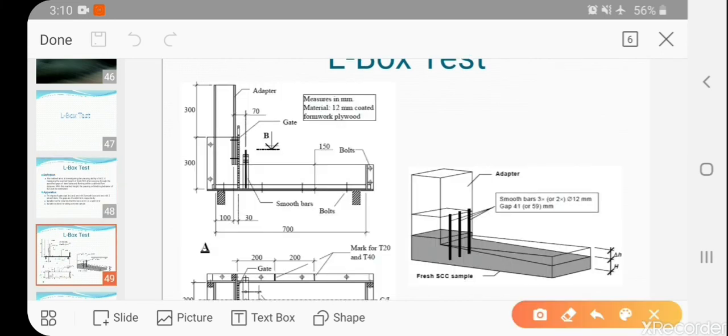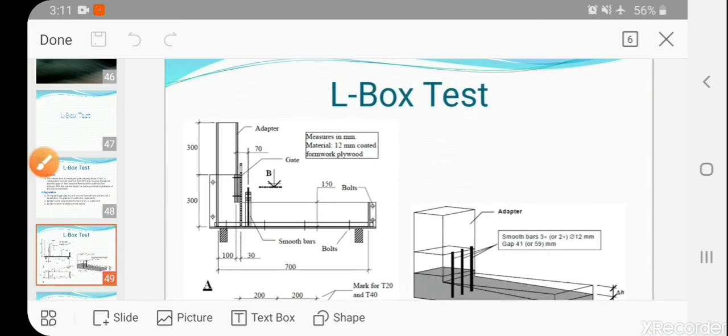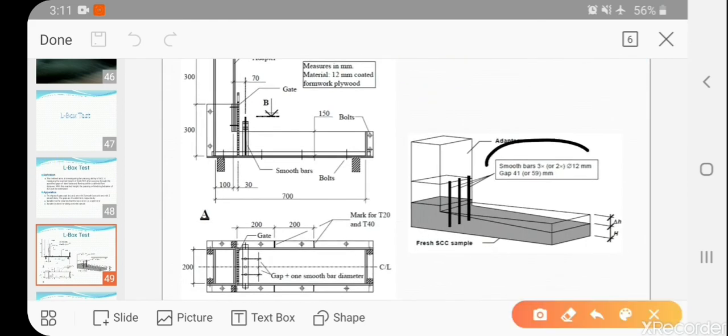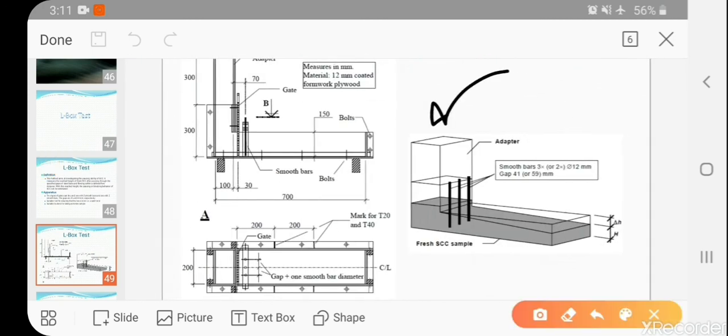Here you can see the 3D view. Here we are just filling the concrete. These are called reinforcing bars. The 3 smooth bars have a diameter of 12 mm and the gap is around 41 mm. While filling the concrete, you should be careful that the gate should be closed. Similar to a dam, here there will be a small gate. That gate should be closed. After filling the concrete from the upper end, we are just filling the concrete.